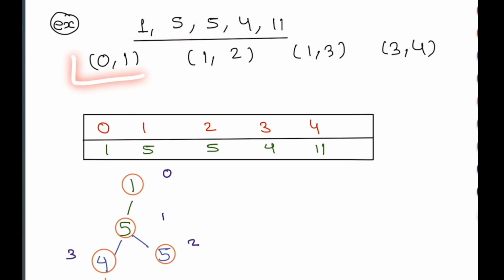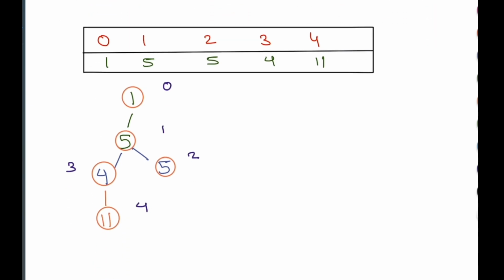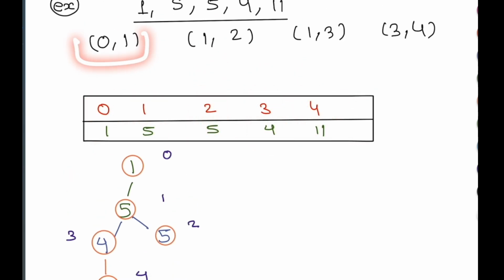So we have a total of 4 edges, in which index 0 and index 1 are connected, 1 and 2 are connected, 1 and 3 are connected, and 3 and 4 are connected with each other. How is this going to look? It will look something like this. The nodes are 1 at index 0, 5 at index 1, 5 at index 2, 4 at index 3, 11 at index 4. The edges are 0, 1. It means 1 and 5 are connected.